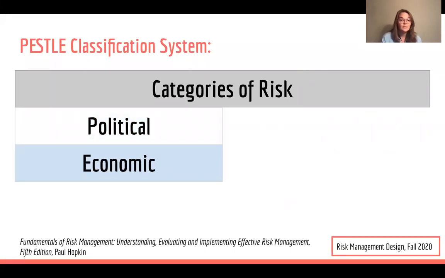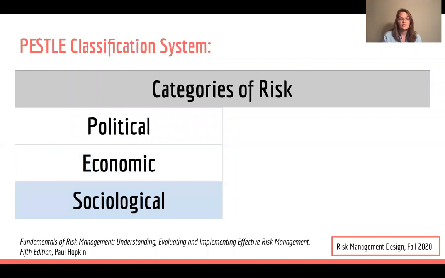Is it economic? There's a lot of risks that aren't economic, but a fair number of them do have an economic impact. It could be on an individual level, it could be on an organizational level, it could be at a societal level, but do you have an economic impact of this risk? Sociological impact. So this is, again, looking at that societal impact of risk. Do you have the ability to classify this risk or a part of this risk as sociological?